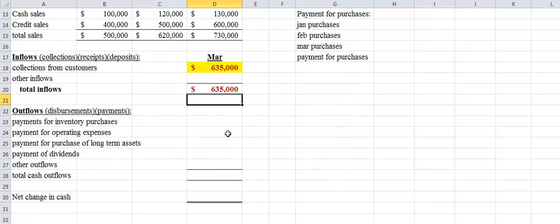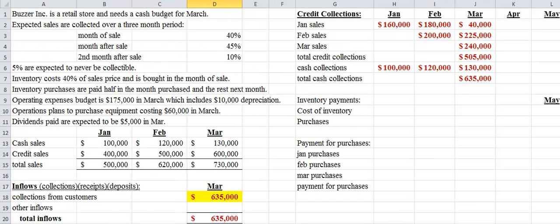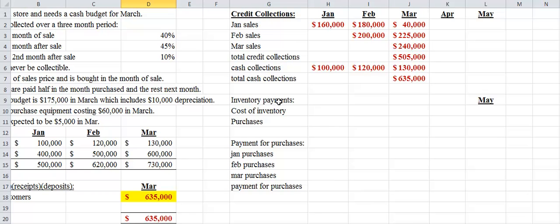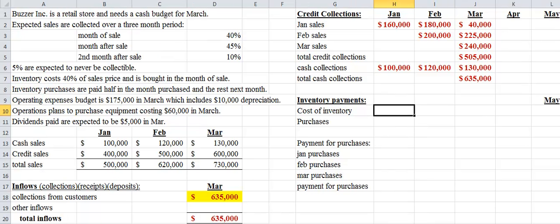Now I'm ready to work on payments for inventory, and I've got a little schedule over here and we will build it. So here's payments for inventory. So the first thing they tell us is what inventory that's sold, what it's going to cost us. All right, so let's see. Inventory costs are 40% of the sales price. All right, so total sales in January was $500,000, and it's going to cost us 40%. So that's the cost of what was sold in January, February, and March.